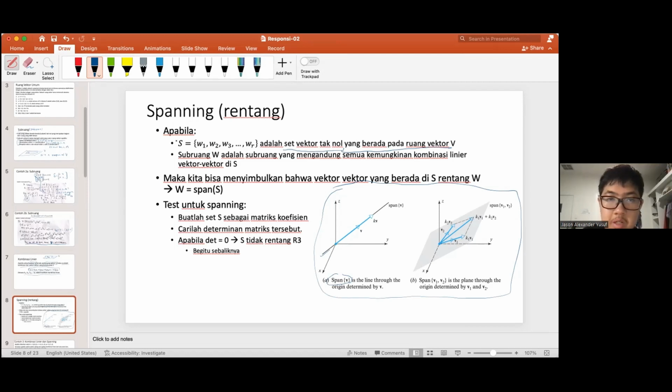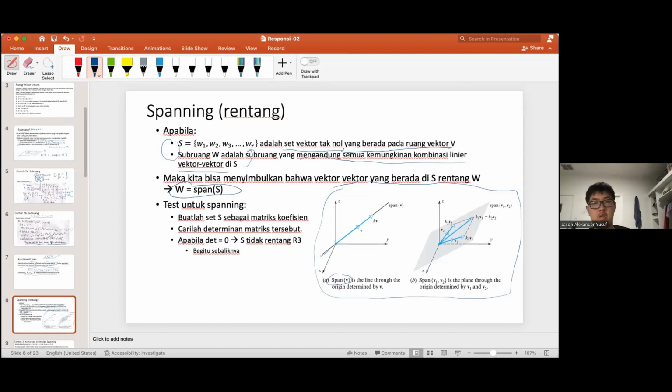And so in order to explain spanning, let's say we have two conditions, where S is a set of non-zero vectors that are in V, and W is a subspace that contains all possible linear combinations inside of S. That means we can conclude that all the vectors in S span W.